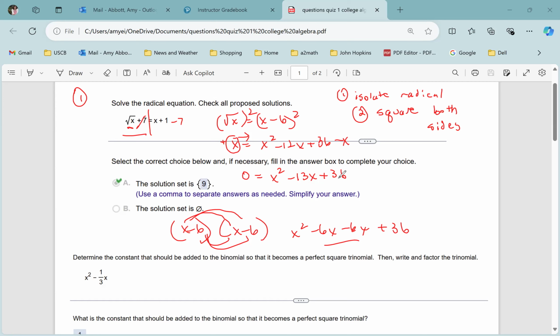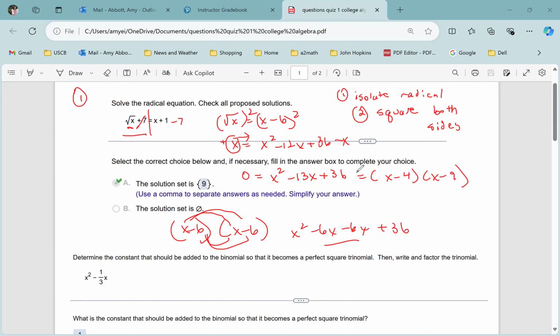And so to solve the quadratic, then you have three ways you could do it. The quadratic formula, negative b plus or minus radical b squared minus 4ac over 2a. Or you could factor it, or you could graph it. And if you graphed it, you want to see where it crosses the x-axis. That's where the roots are. I'm going to factor it. It factors into x minus 4 times x minus 9.